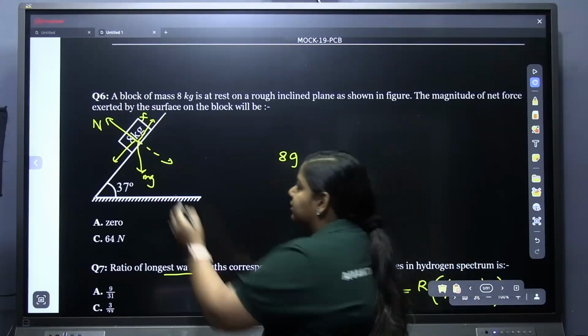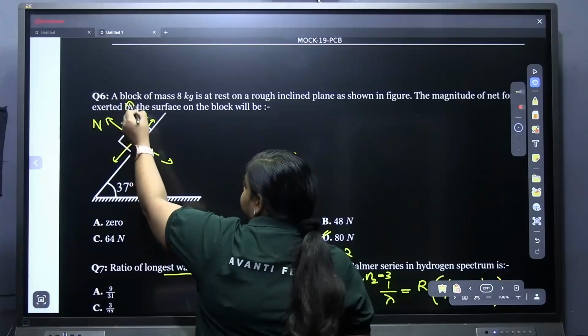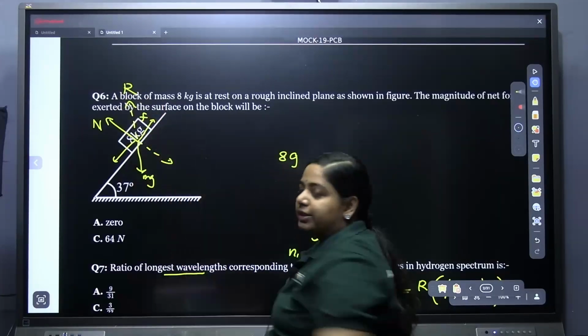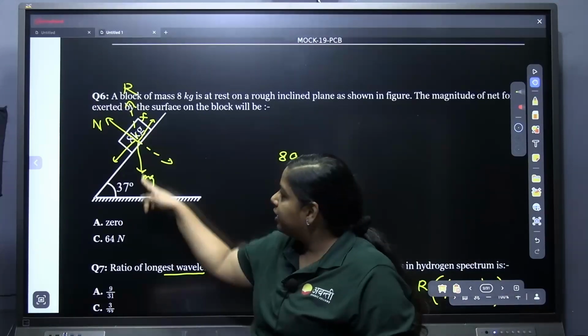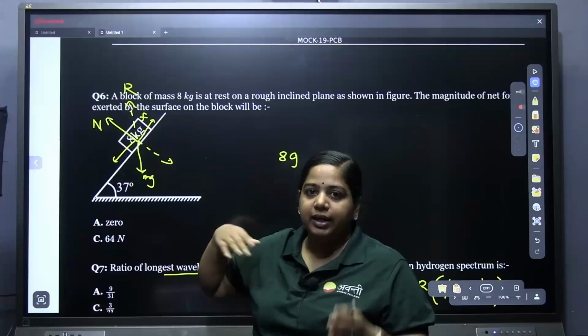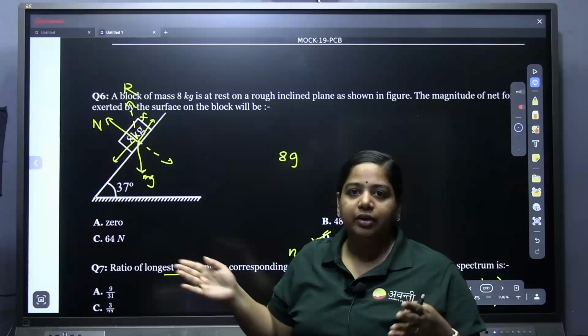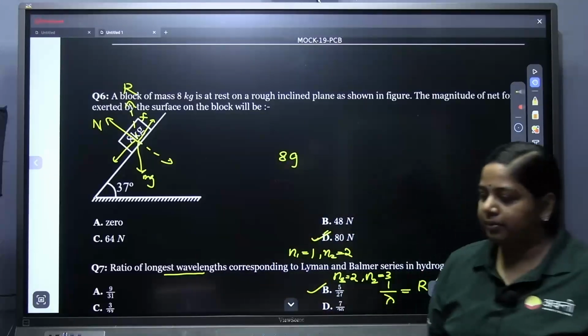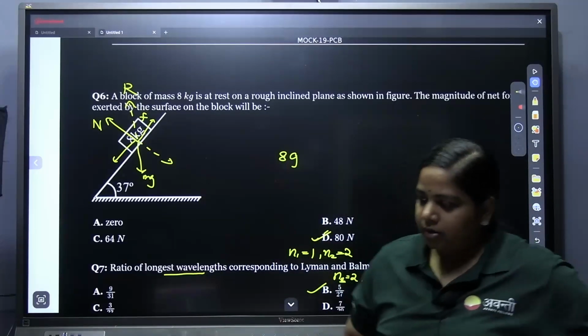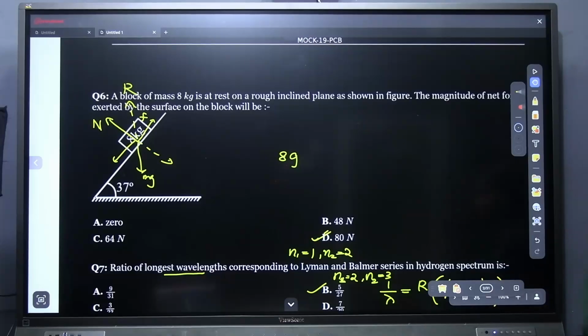Their resultant, let's say R, is actually the force by surface. You can see that R will be equal to mg. Like every force should cancel out, right? So R should be equal to mg so that it is in equilibrium. Is it clear now? Okay. We can move on to next one then.